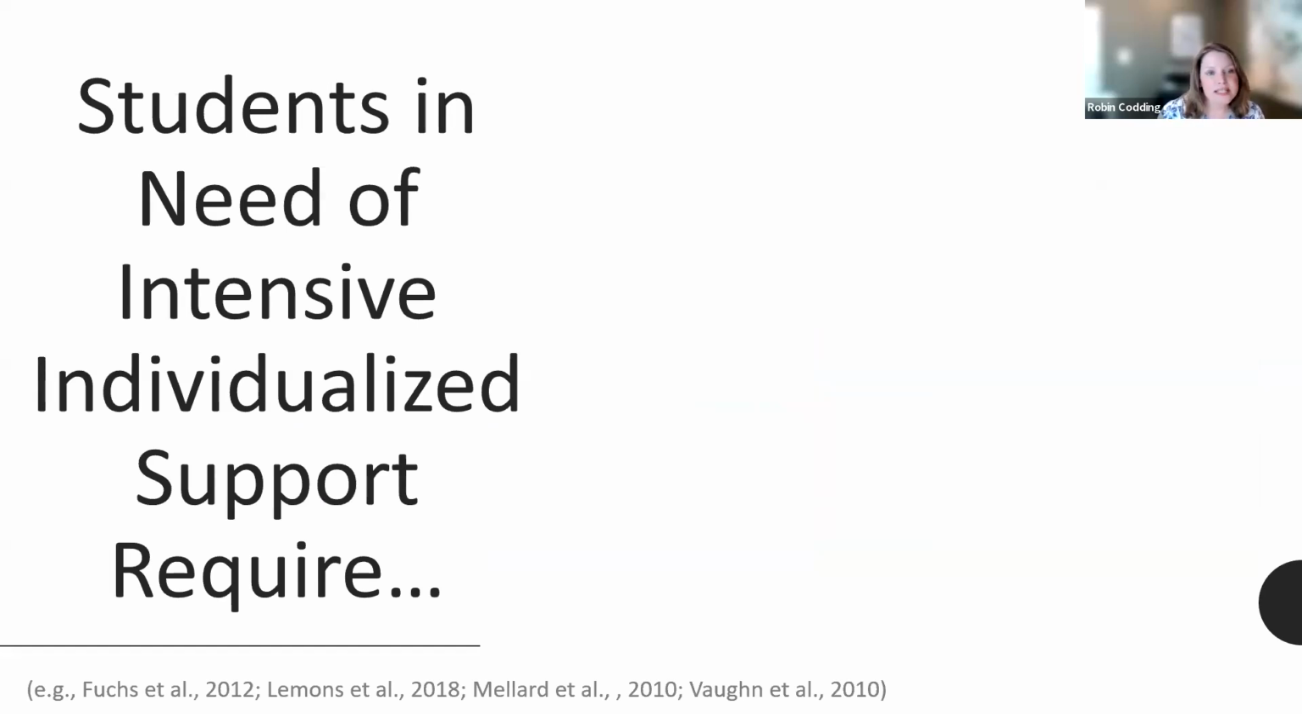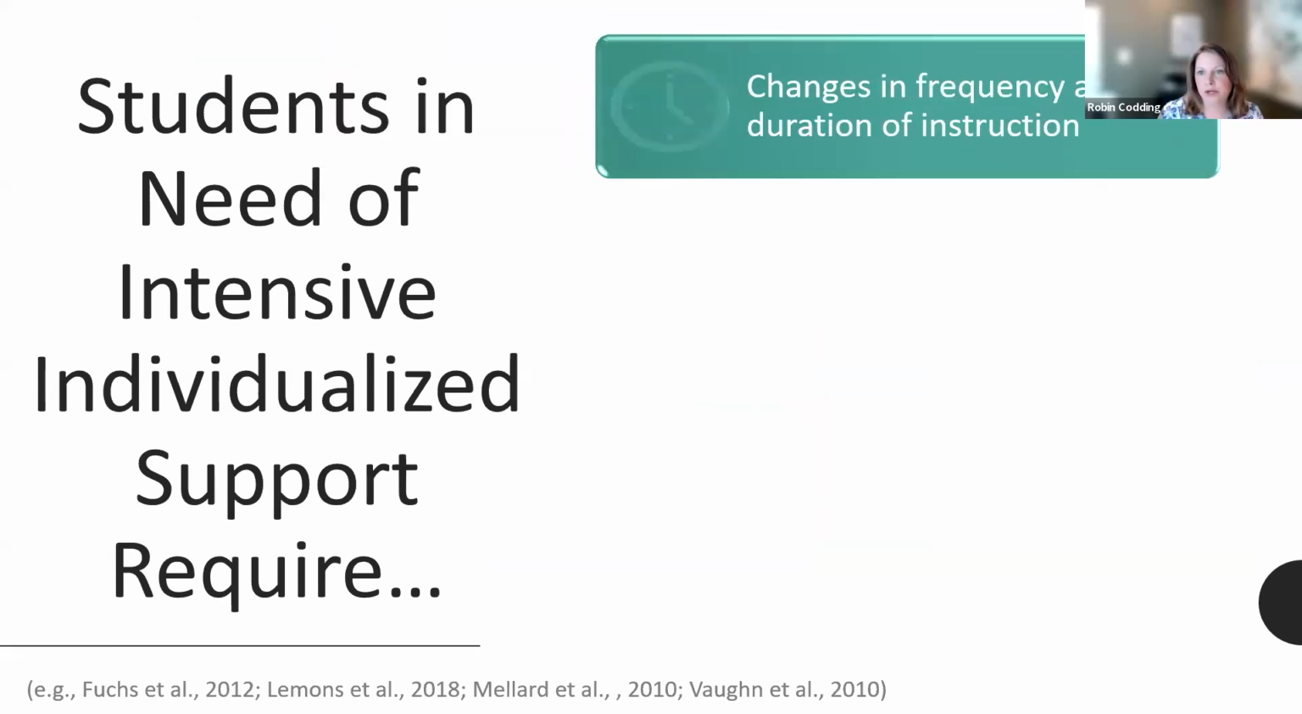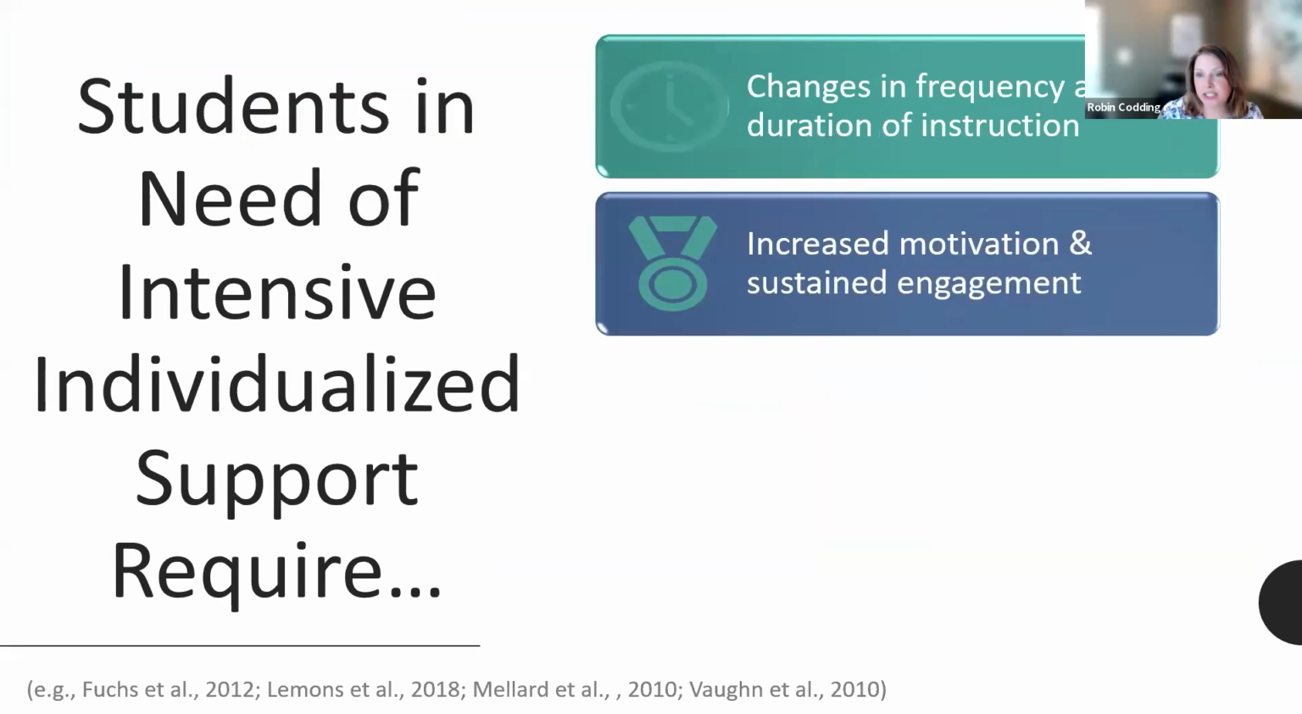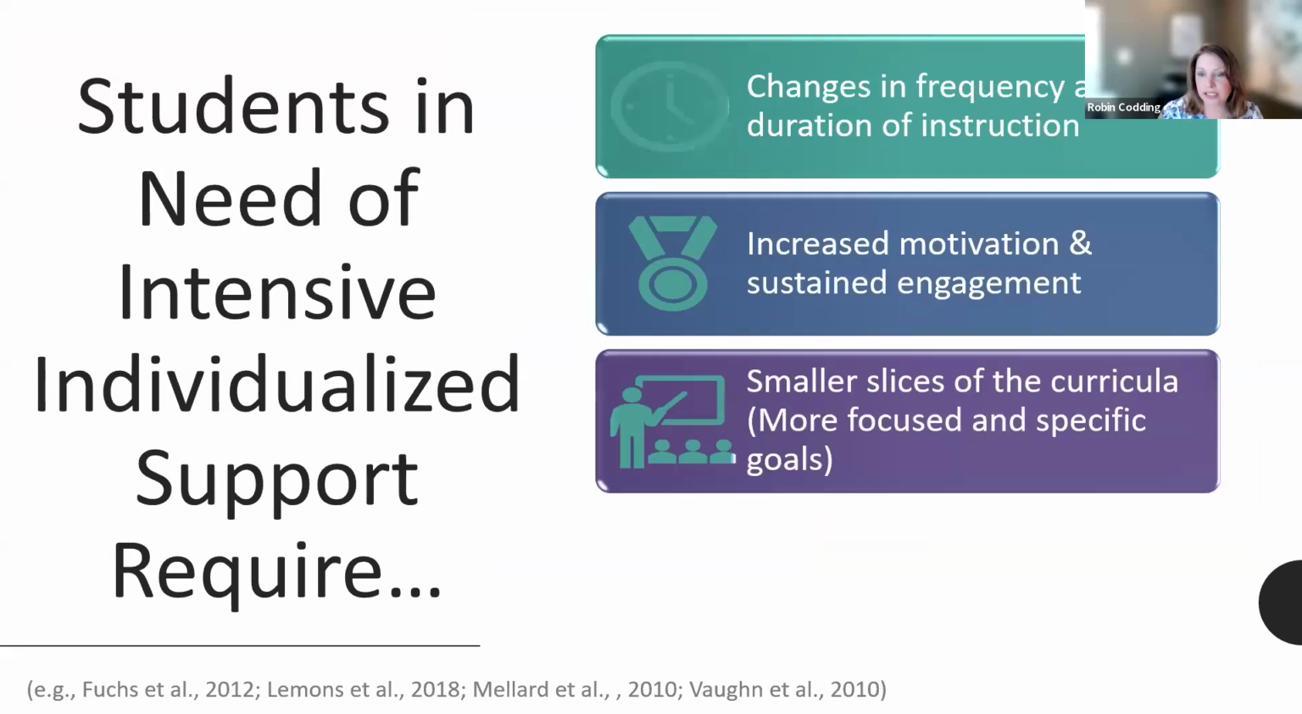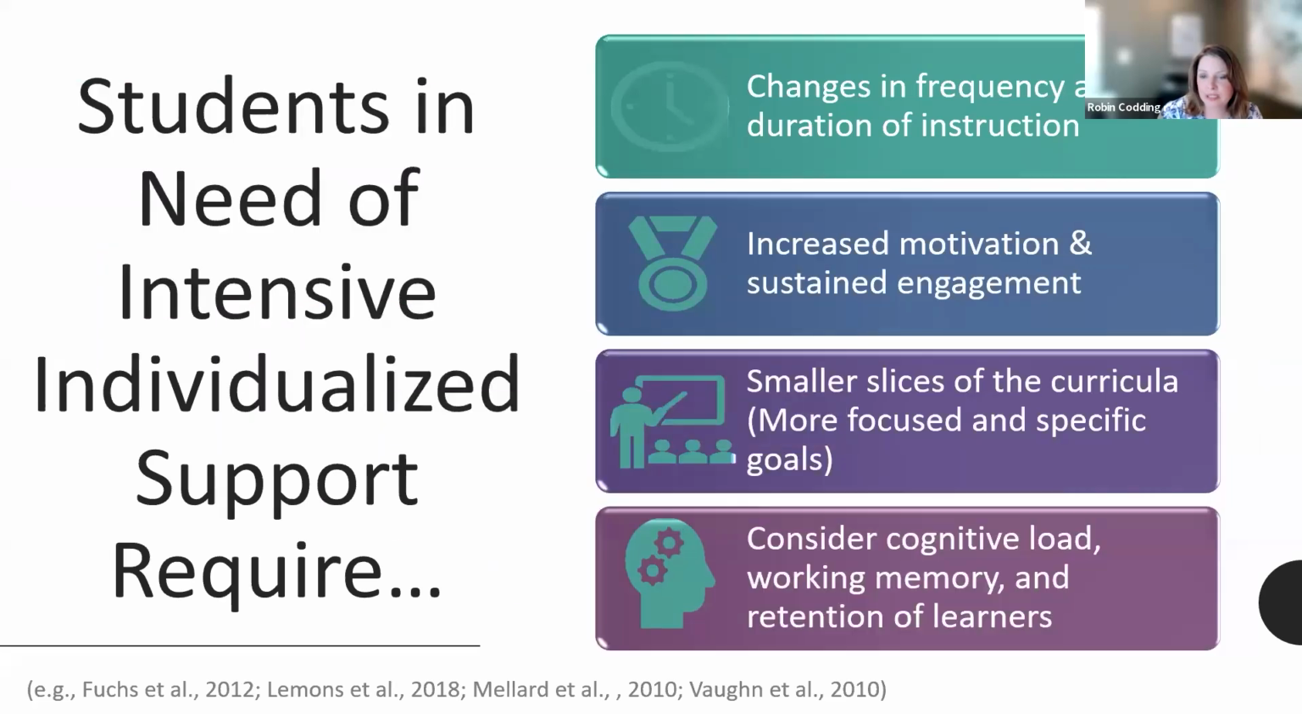So first, students in need of intensive individualized support require changes in frequency and duration of instruction, increased motivation and sustained engagement, smaller slices of the curricula that is more focused and has specific goals, and considers cognitive load, working memory, and learning retention.